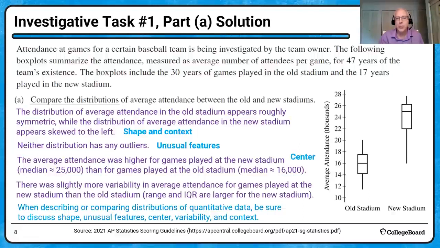It looks like there was slightly more variability in average attendance at the new stadium, whether you measure the interquartile range or the range, that is the maximum minus the minimum. So slightly more variability because of both the range and the interquartile range being larger. So we've covered all of the 5 components.